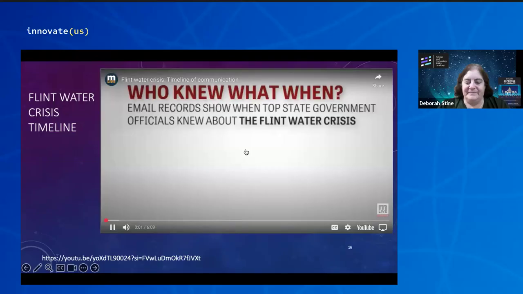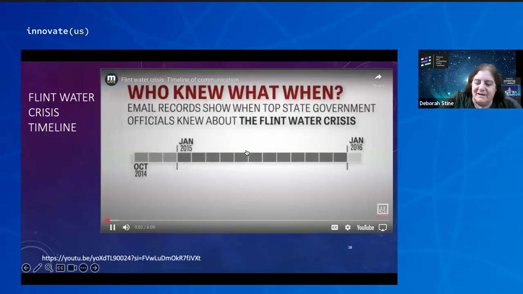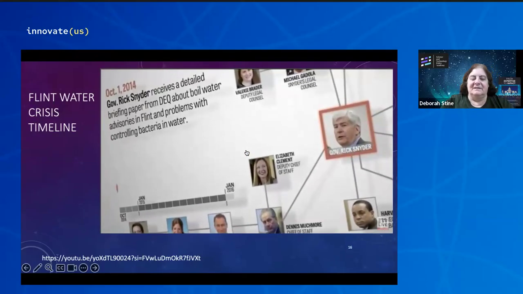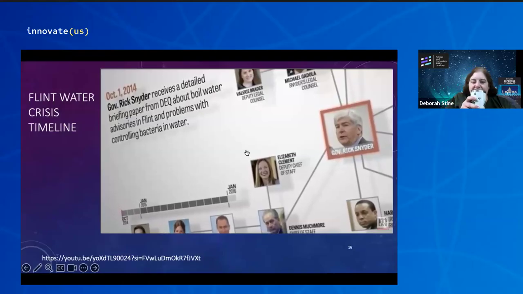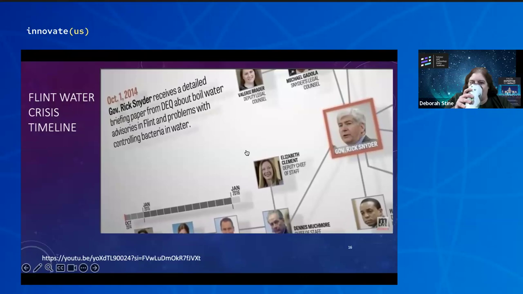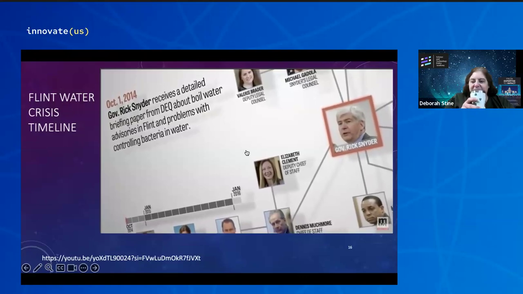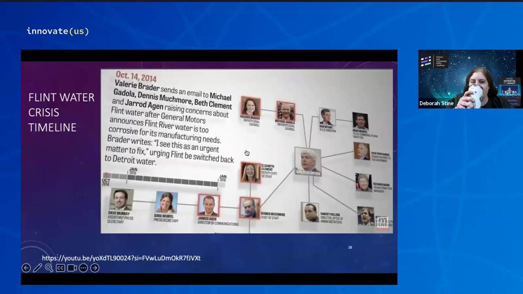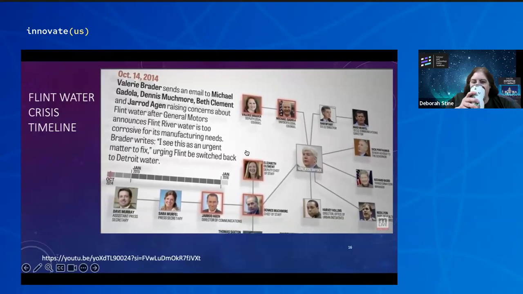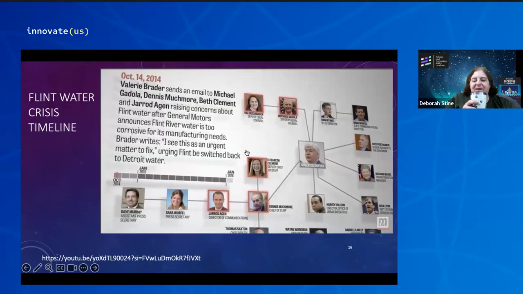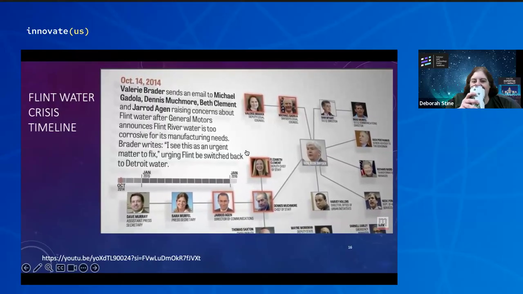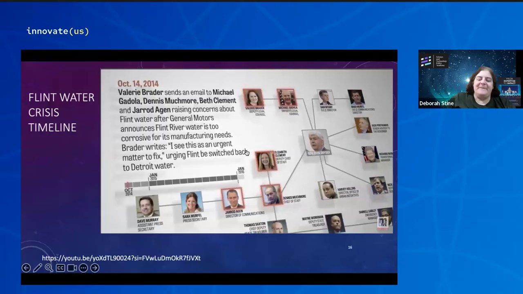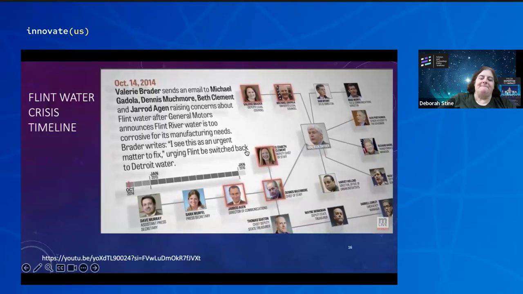Who knew what when? Email records show when top state government officials knew about the Flint water crisis. October 1st, 2014. Governor Rick Snyder receives a detailed briefing paper from DEQ about boil water advisories in Flint and problems with controlling bacteria in water. October 14th. Valerie Brader sends an email to Michael Godola, Dennis Muchmore, Beth Clement, and Jared Agan, raising concerns about Flint water after General Motors announces Flint River water is too corrosive for its manufacturing needs.